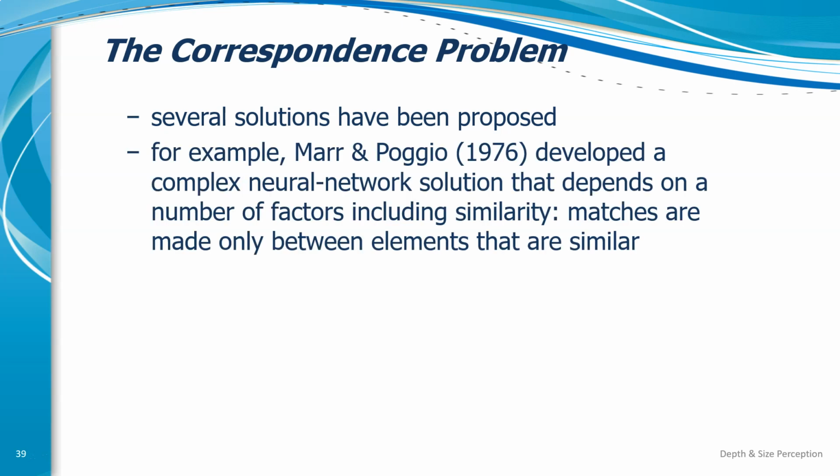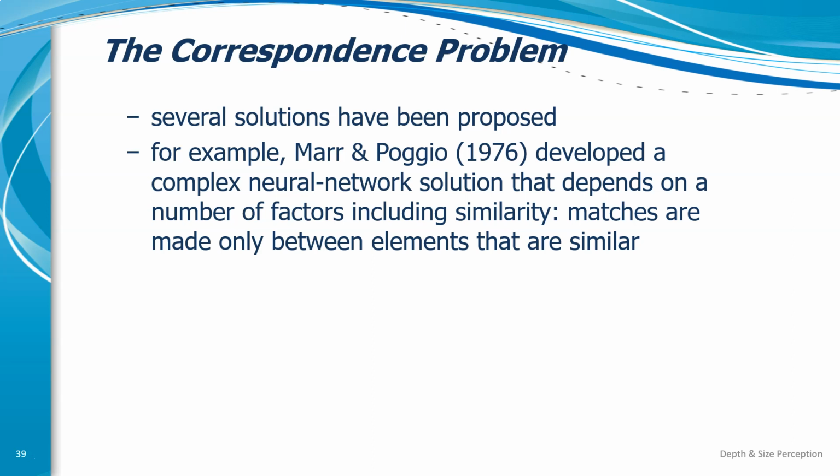One comprehensive attempt to this was developed by David Marr and Tommaso Poggio in 1976. They actually developed an artificial neural network that depends on a number of properties, including similarity. Now, you're not going to match something in your left eye, say a black dot, to something in your right eye, like a white dot.